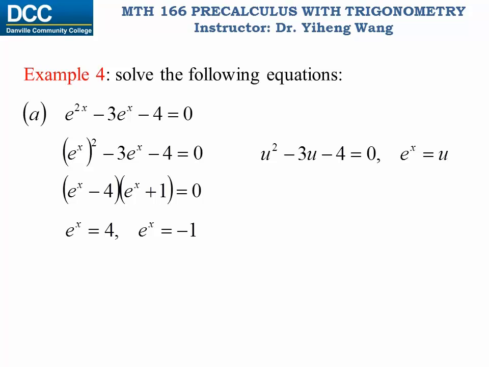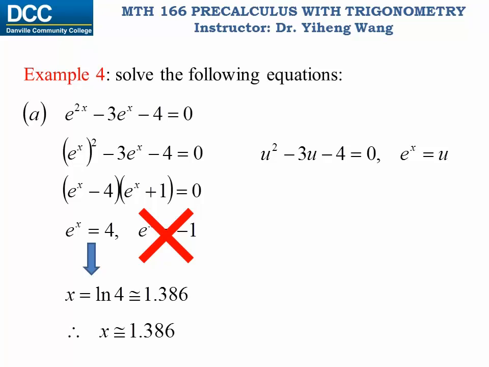But your job is not done here, because it is your purpose to solve for the unknown x. Therefore, you need to continue on. From the first equation, we can rewrite this into its equivalent natural logarithm form and solve for x to be approximately 1.386. For the second equation, you will realize that it is impossible for e to the x power to be -1. Therefore, that would not yield any solution for you. So the only solution in this case is x equals 1.386.